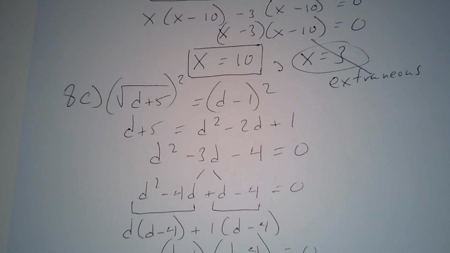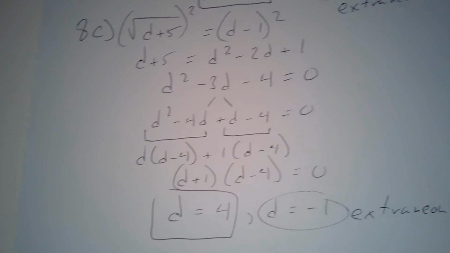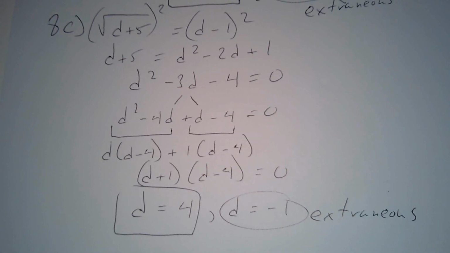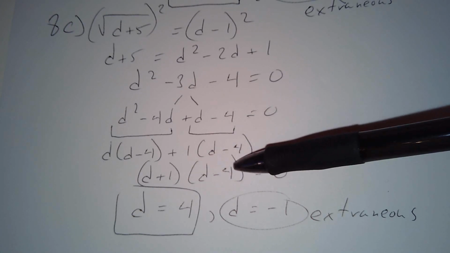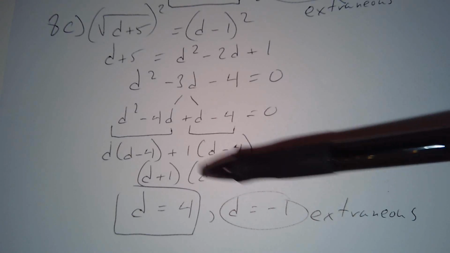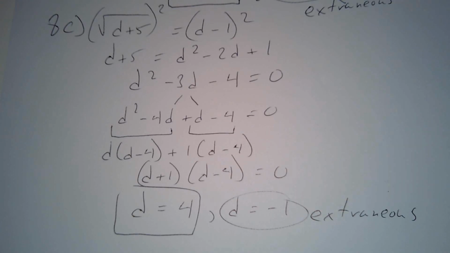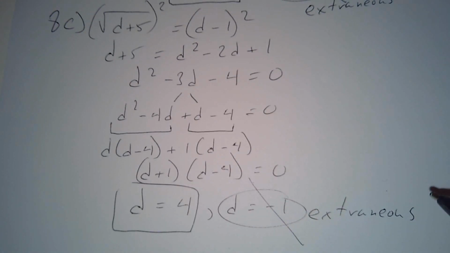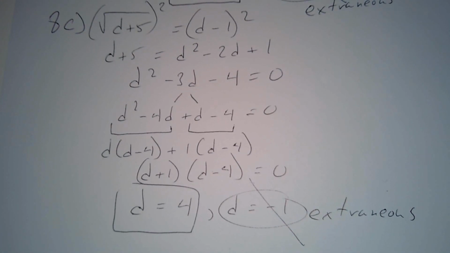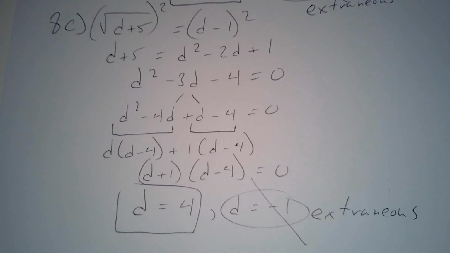Okay, same thing with 8c. You square both sides. You factor. You get d plus 1, d minus 4. So you've got -1 and 4. And the -1 is going to be extraneous. Okay, so again, to determine it's extraneous, you put that back in. And again, you're only considering positive roots to come out. And because of only the positive roots, it doesn't work out.